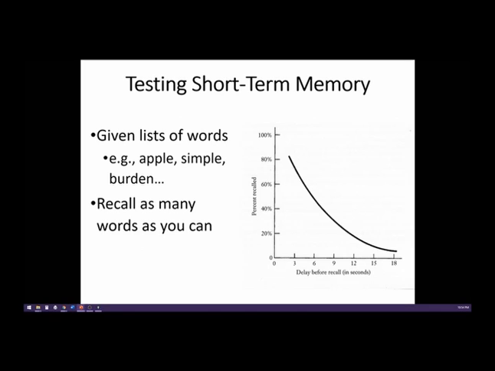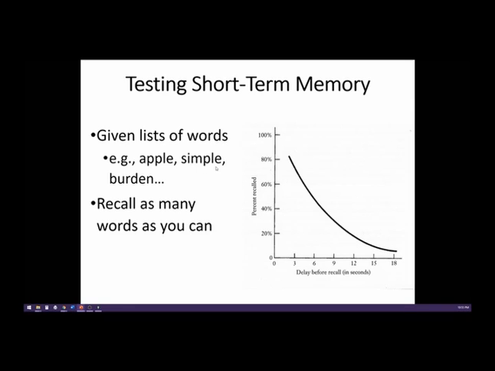And so again, we're going to talk about how we test these things that we've talked about. So with our short-term memory, how do we know that it only lasts for about 20 seconds? One of the best ways that psychologists in particular like to test memory is to give people lists of words. So for example, they could give you a list and it would say apple and simple and burden and whatever else comes to mind.